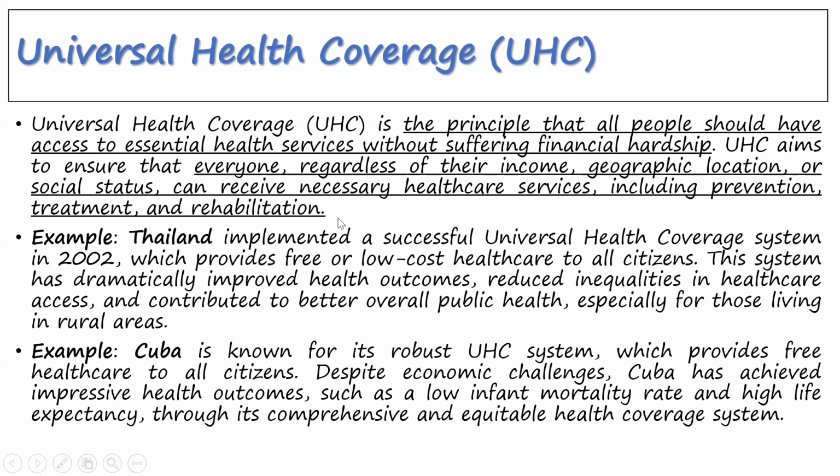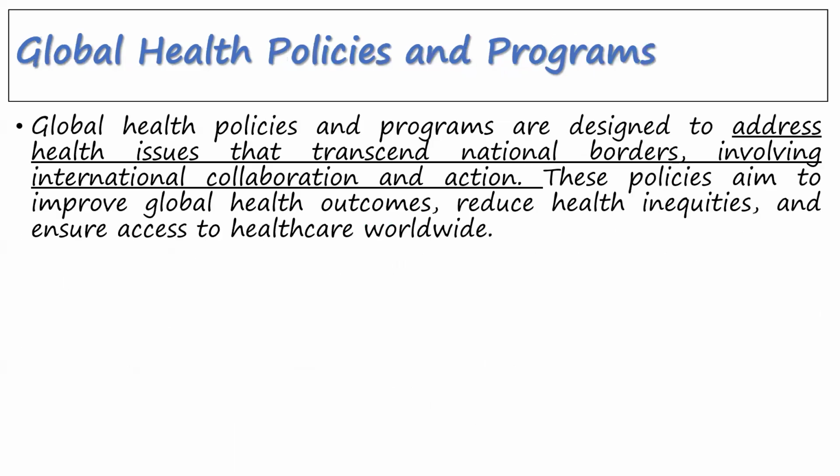So we are being given an example in Thailand. They have a universal health coverage system which provides free or low-cost healthcare to all citizens. Cuba is known for its robust universal health coverage system which provides free healthcare to all citizens. And even many countries in the Middle East, for example, if you go to Qatar, people don't pay for healthcare services. If you go to Bahrain, Oman, all those countries, they have universal coverage. So the government is the one paying for the health services.